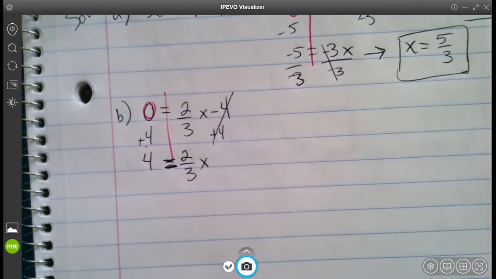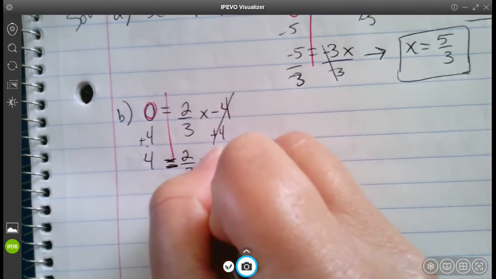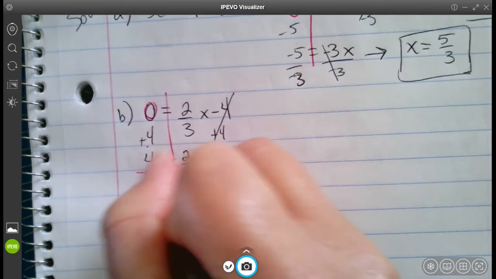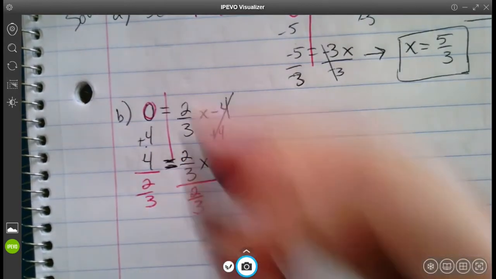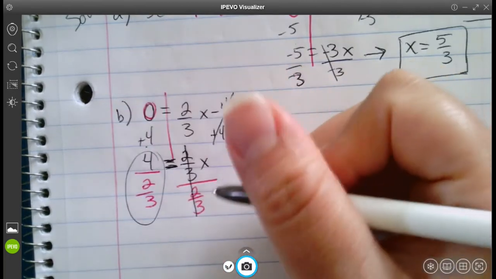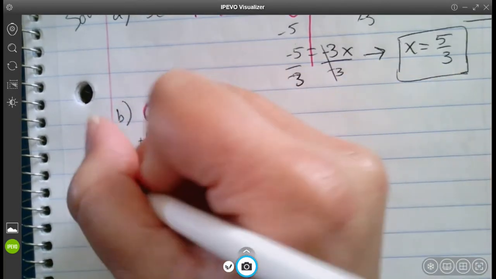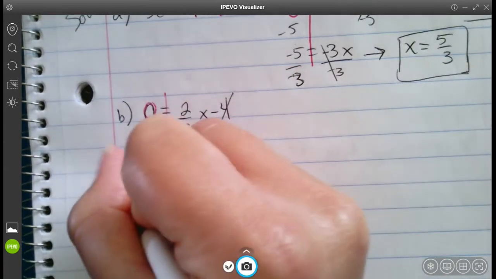I'm going to divide by 2/3 only because I think this is something that we need to review, how to deal with double fractions. Okay, so I'm dividing by 2/3 here. And what that's going to do is this is going to go away because now it's just 1. Okay, and this part right here, I'm going to have to do that KFC on it, that keep flip change, for this part right here.